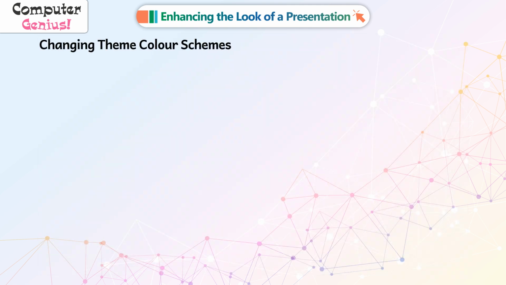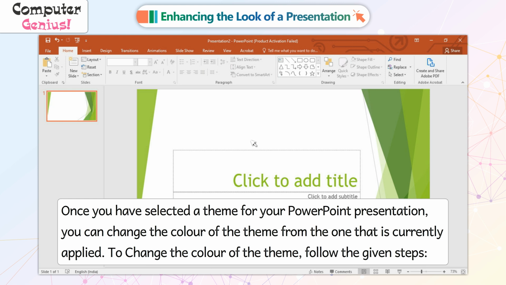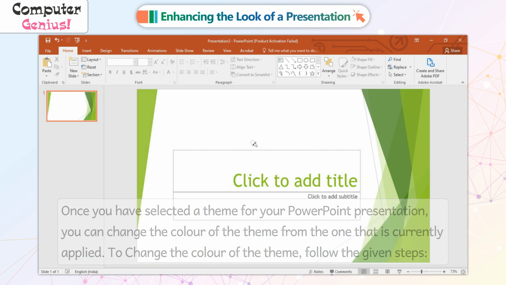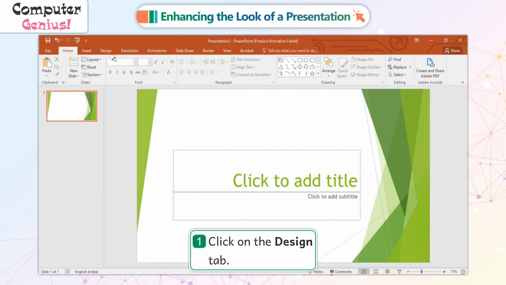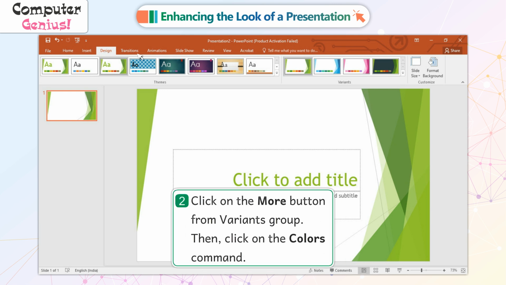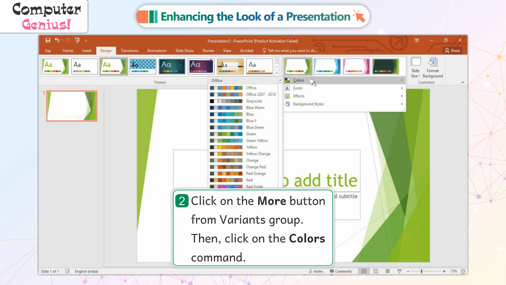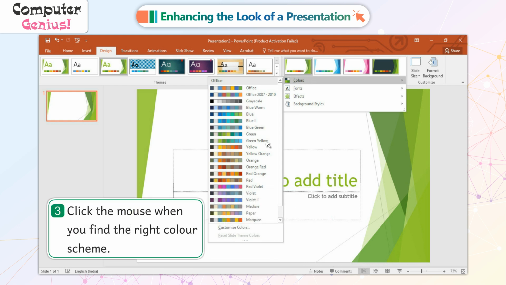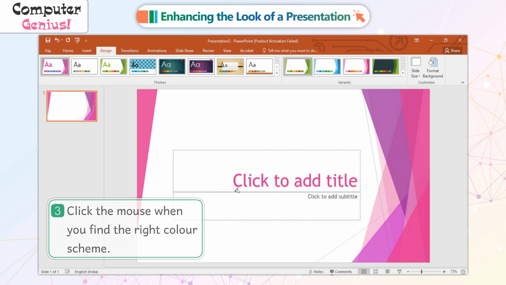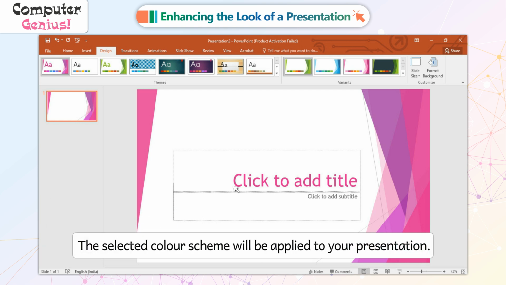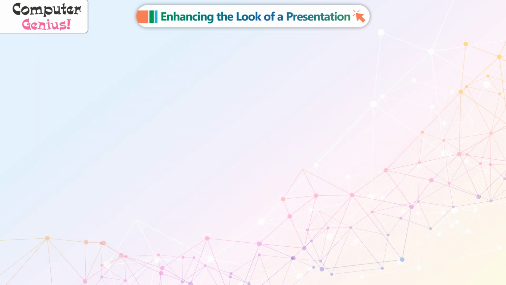Changing theme color schemes. Once you have selected a theme for your PowerPoint presentation, you can change the color of the theme from the one that is currently applied. To change the color of the theme, follow the given steps. 1. Click on the Design tab. 2. Click on the More button from Variants group. Then click on the Colors command. 3. Click the mouse when you find the right color scheme. The selected color scheme will be applied to your presentation.